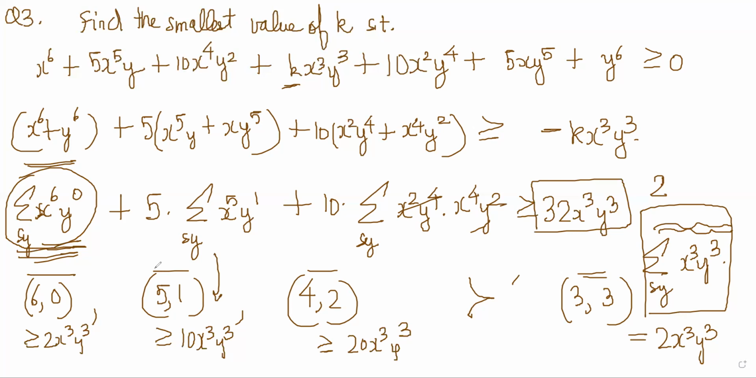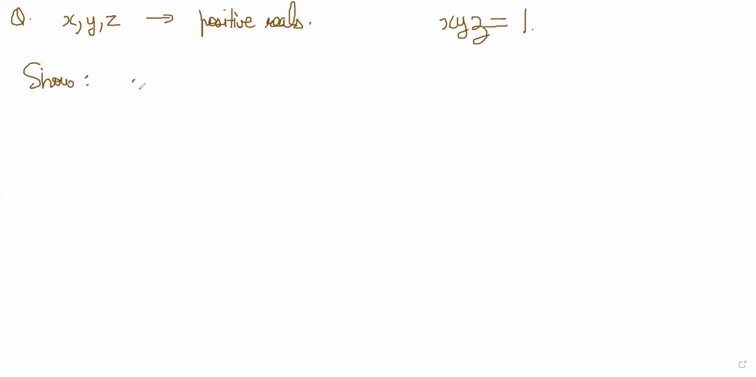One more example we'll do before we end this video. This example gives a special case where the inequality is not homogeneous. So x, y, z are positive real numbers. Now suppose the product xyz is equal to 1, and we have to show that x power 10 plus y power 10 plus z power 10 is greater than or equal to x power 9 plus y power 9 plus z power 9.